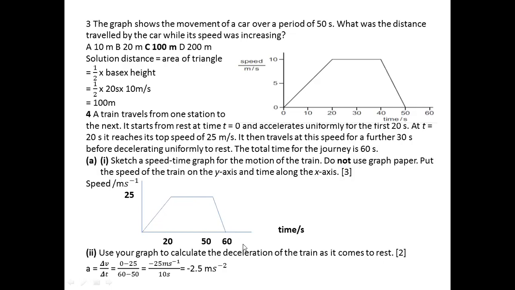Second part: use your graph to calculate the deceleration of the train as it comes to rest. So this line shows deceleration. Deceleration takes place from 50 seconds to 60 seconds. Initial velocity here is 25 meters per second, final is zero, so initial is greater and final is smaller. Acceleration is equivalent to deceleration, and the formula of acceleration is change in velocity over change in time. So we have 0 minus 25, because final velocity is 0 and initial is 25, over 60 minus 50. The final answer will be negative because we are calculating deceleration, and it becomes minus 2.5 meters per second squared.